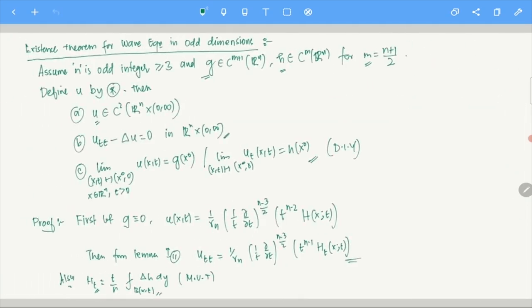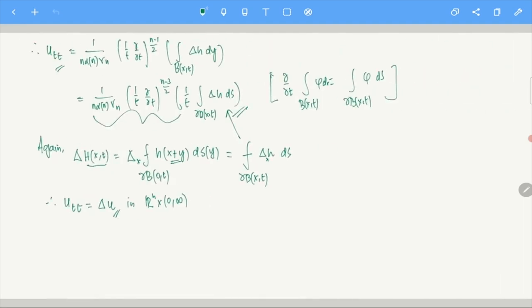Now you see what u is. If you take the Laplacian with respect to x of u, that Laplacian will go inside, because the derivatives are with respect to t, it won't change, and it becomes the Laplacian of capital H, 1 by gamma n, (1/t ∂/∂t) to the power (n-3)/2 of t^(n-2) times the Laplacian of capital H. That is what you are going to get. So that is why u_tt equals the Laplacian of u.